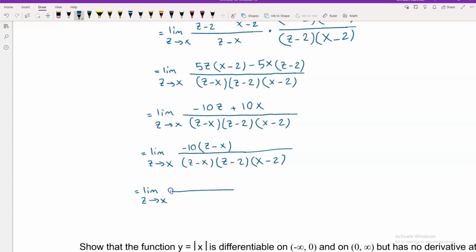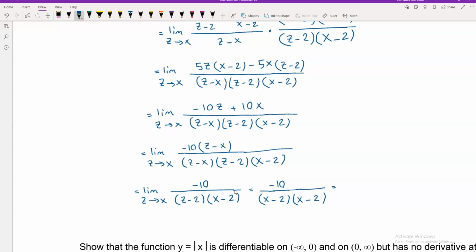So what we have here on top is -10 divided by (z minus 2) times (x minus 2). Now finding our limit, instead of z, we will use x. So (x minus 2) times (x minus 2).